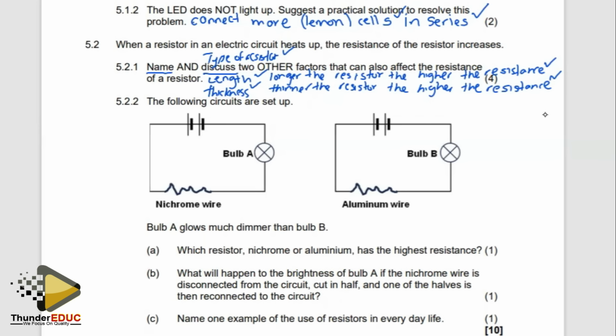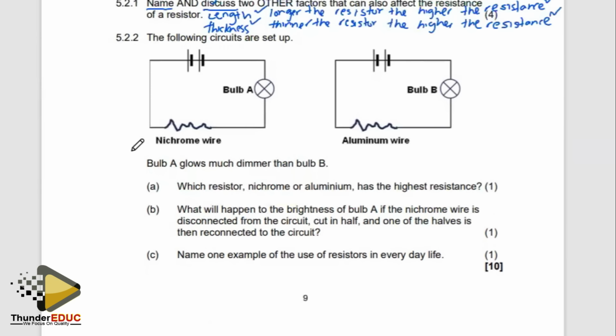We are saying generally some metals have low resistance. Some metals have lower resistance and some metals have higher resistance. Okay, so now you have explained that. That's the explanation. So you can also get your mark here. That's how you get your 4 marks. You have stated, then you have explained. You stated and you have discussed. So that's how you get your 4 marks.